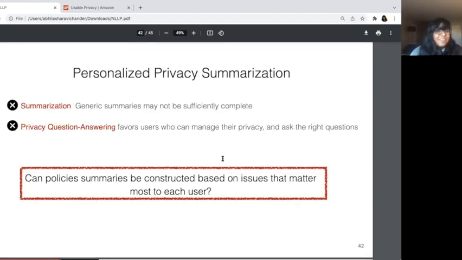Third, I'm interested in the potential of personalized privacy summarization, and there's a real need for this kind of application, because as we saw with summarization approaches, generic summaries may not be sufficiently complete and they may miss out on important information. Question answering overcomes these limitations, but it's likely to favor users who are better at managing their privacy by asking the right questions. So there's potential here for developing personalized privacy policy summaries that are tailored to the interest of each user, and then using question answering functionality to allow users to iteratively and selectively explore further.